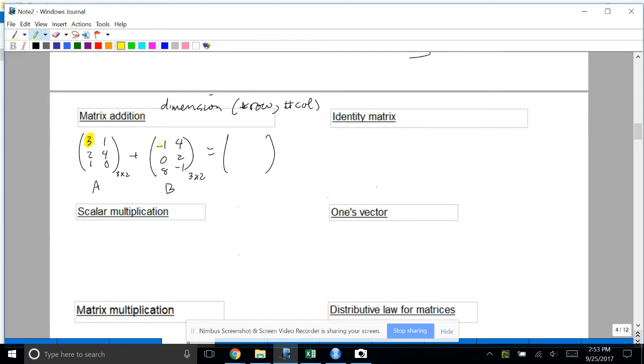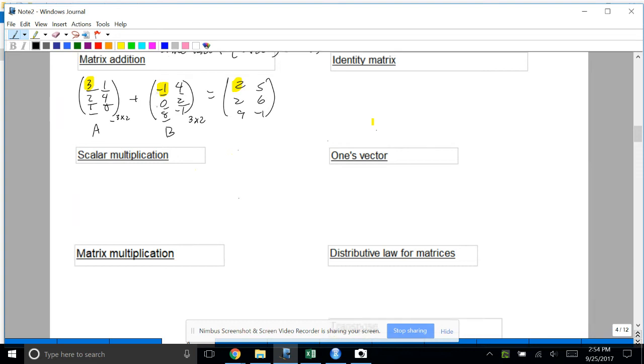So it's that first row, first column by first row, first column, and we get the sum of first row, first column. So we get 3 plus -1 is 2, 1 plus 4 is 5, 2 plus 0 is 2, 4 plus 2 is 6, 1 plus 8 is 9, and 0 plus -1 is -1. So that's how we can add these matrices.